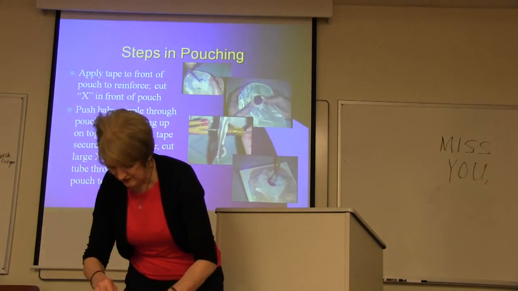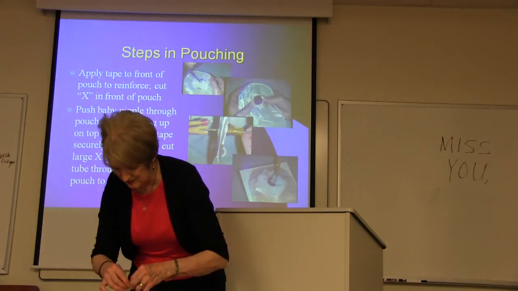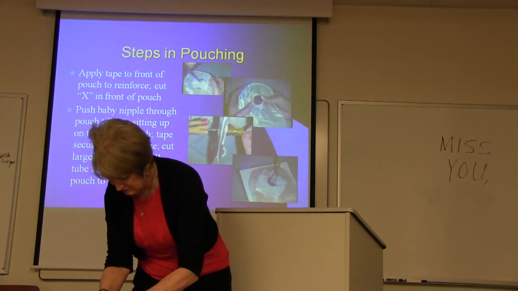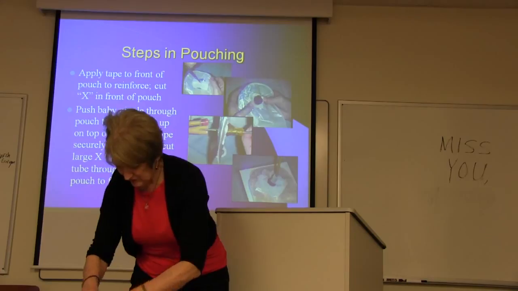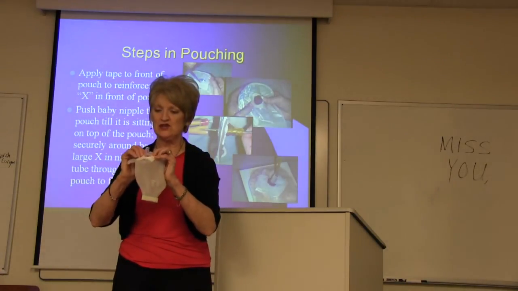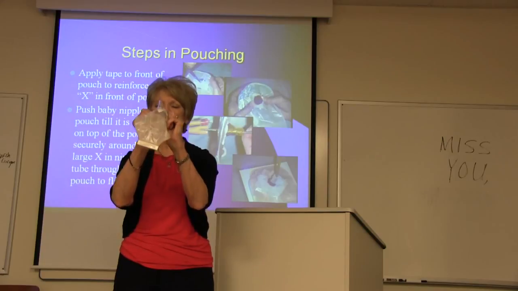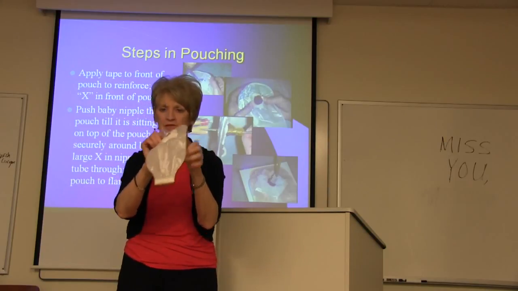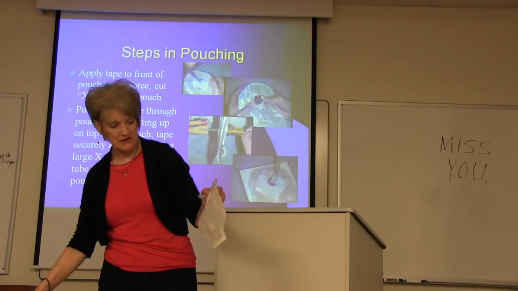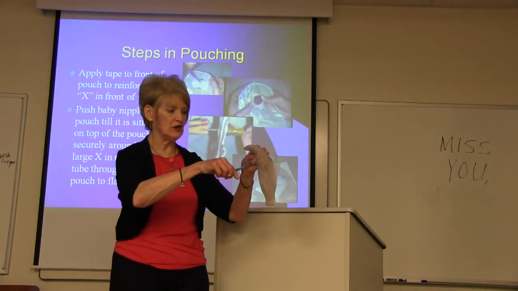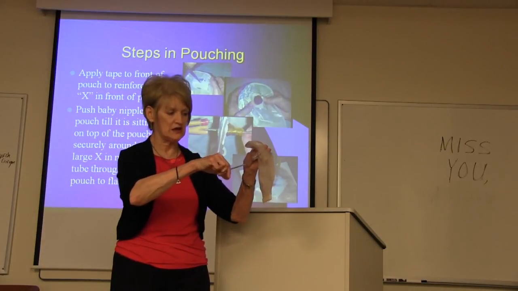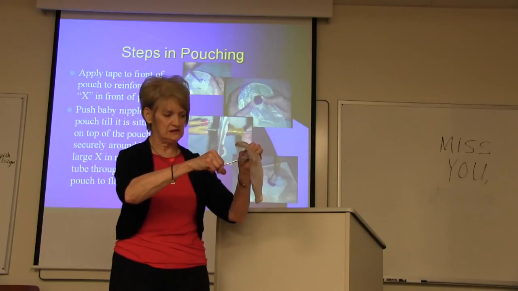So I actually kind of lift my baby nipple up and tape under it. And when I've got it all taped, I really should not see the hole in my pouch. It should be very secure, and my baby nipple should sit on top. Then I'm going to take my scissors. You could cut a hole, but usually we just cut a deep slit.